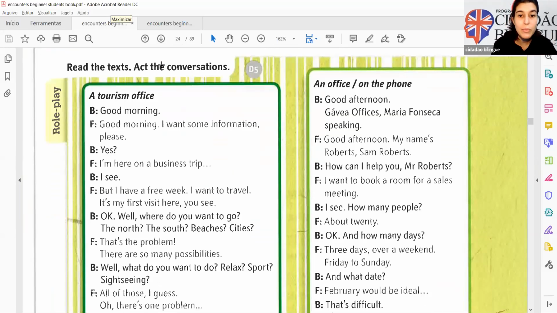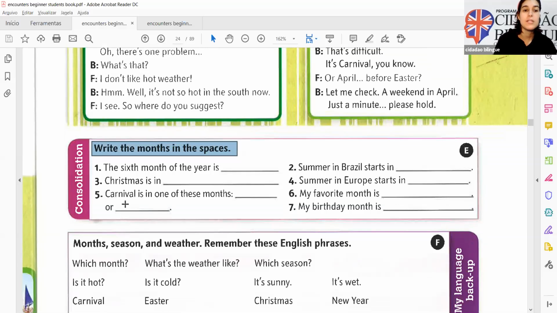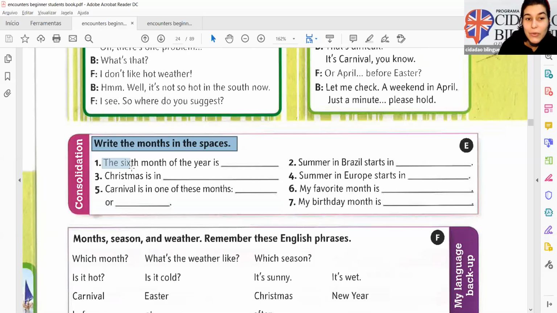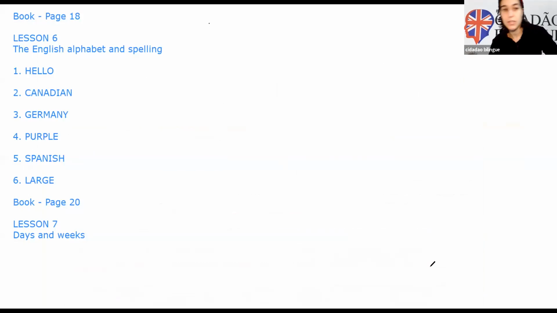E agora a gente tem uma role play, ok? Mas antes da role play, a gente vai fazer esse exercício aqui, ok? Write the months in the spaces. Então a gente vai escrever os meses nos espaços, ok? So, the sixth month of the year is, okay? O sexto mês do ano é, okay? Natalia, what's the sixth month of the year? June. Okay, June. So the sixth month of the year is June. Okay, so let's write it down. Okay.